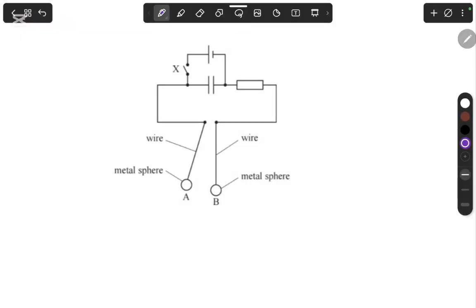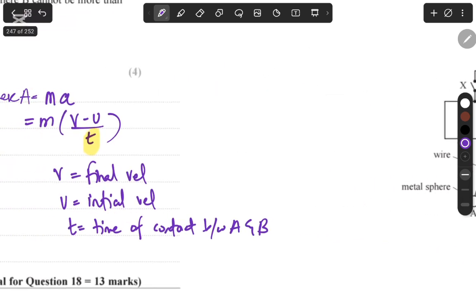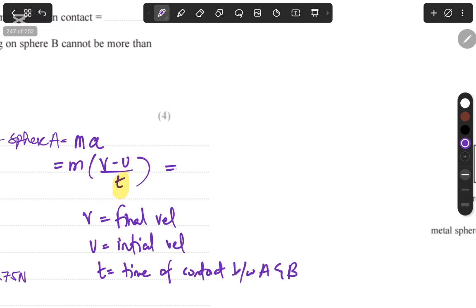So sphere B has an initial velocity of 0. When sphere A comes into contact with sphere B and exerts a force on sphere B, it accelerates and its velocity increases until the point where they're about to lose contact. That's when sphere B has a final velocity v. So we can further simplify this formula to mv over t.